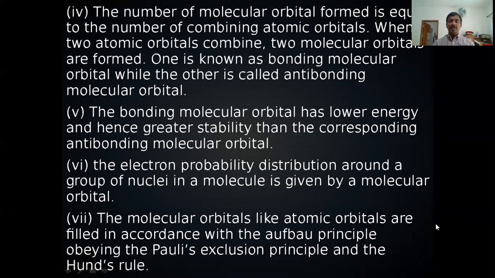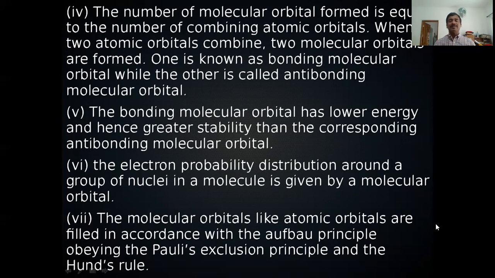The electron probability distribution around a group of nuclei in a molecule is given by the molecular orbital. Just as an atomic orbital is the three-dimensional region around the nucleus where there is maximum probability to see an electron, similarly, in molecules, the molecular orbitals are three-dimensional regions around the nuclei of atoms of the molecule where there is maximum probability to see an electron.